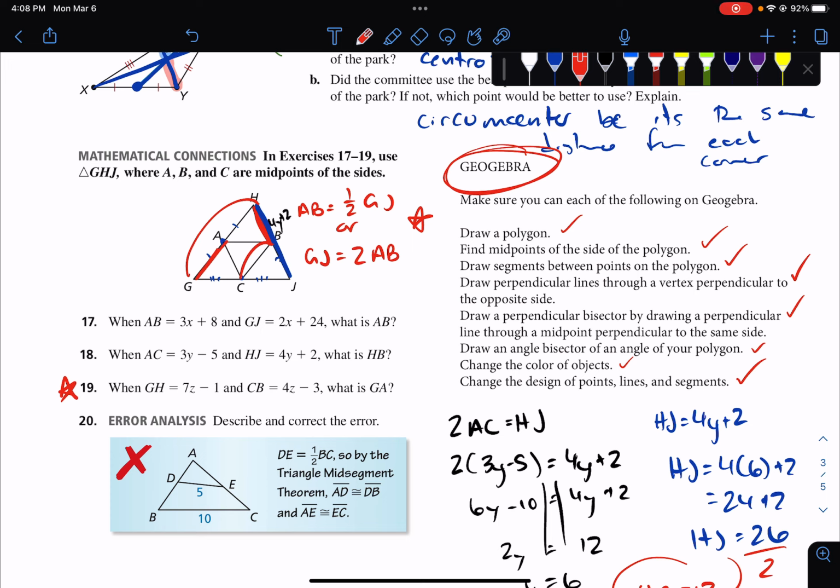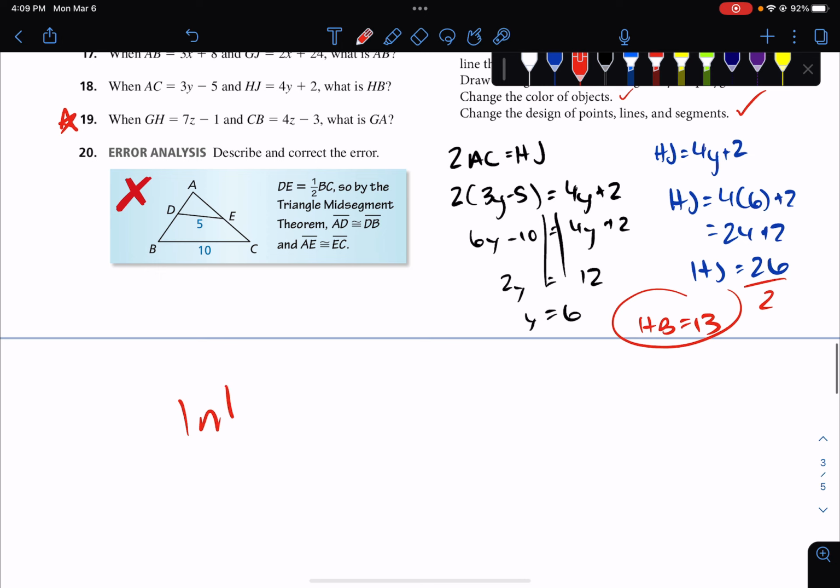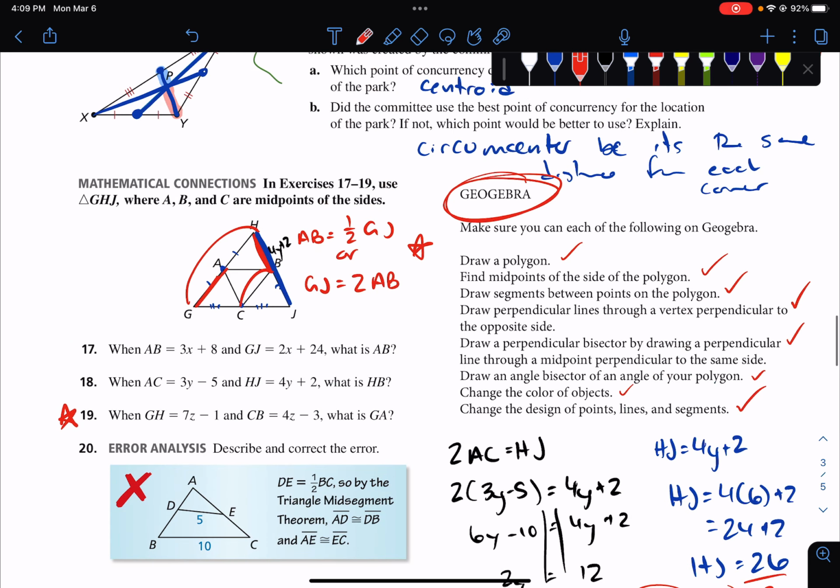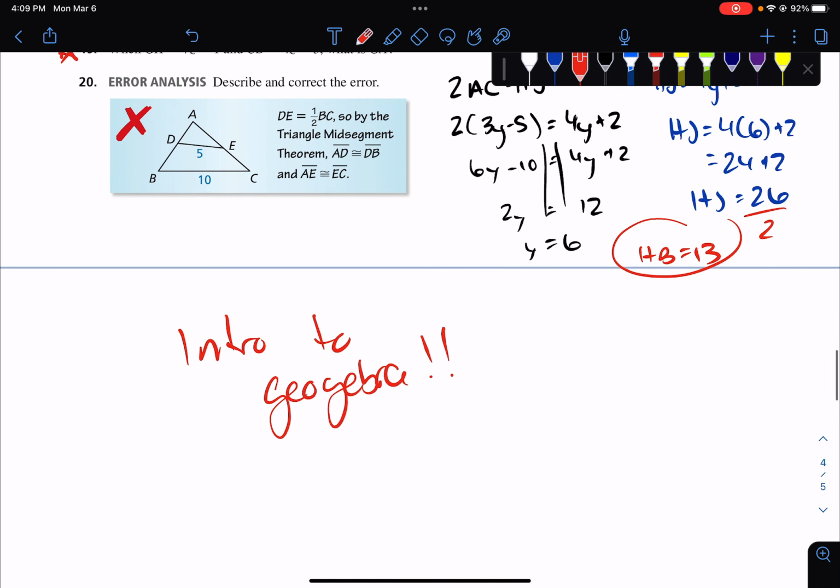If you don't know how to do that because you didn't finish GeoGebra as part of the lesson, this would be a great time to go back and do the intro to GeoGebra. It's going to teach you how to do all of those things on that video. So make sure you know how to do those because that is going to be part of the test. If you need help, come see me before school, and I'll do what I can to answer your questions, help make sure that you're ready for that test.